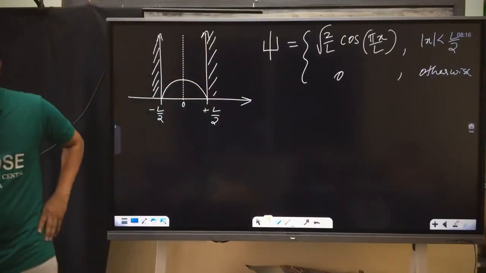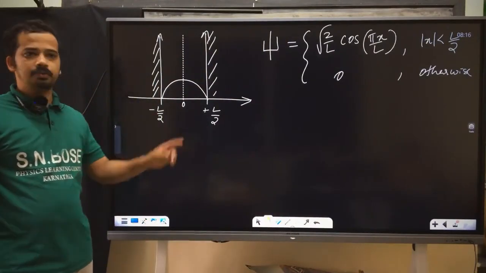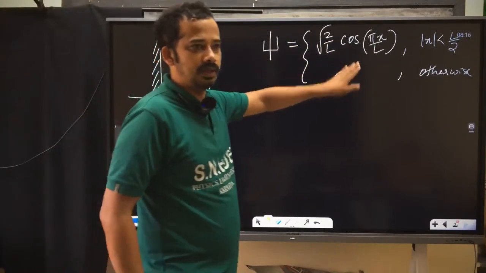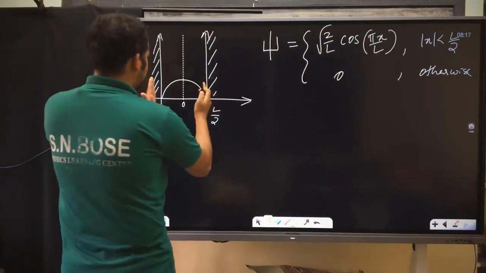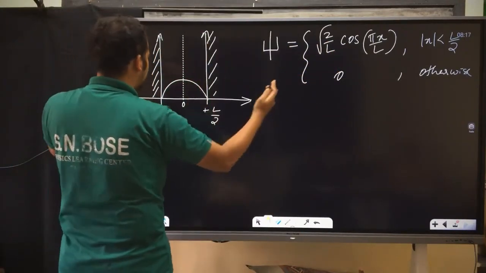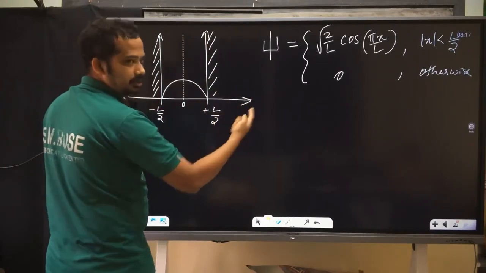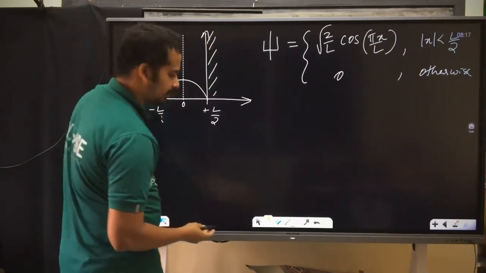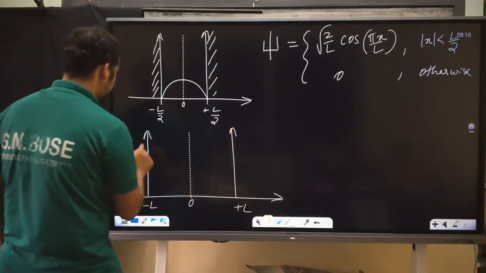A particle in a 1D box from minus L by 2 to plus L by 2 is in its ground state. The walls of the box are suddenly expanded to minus L to plus L. Suddenly expanded. That word is important.